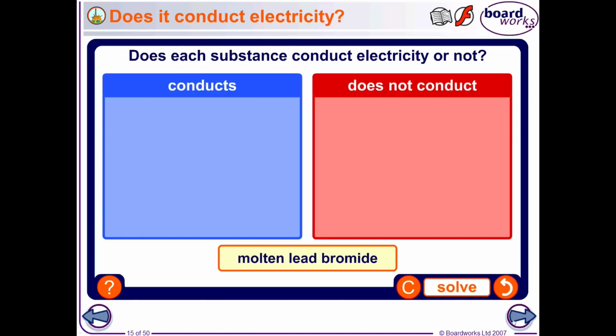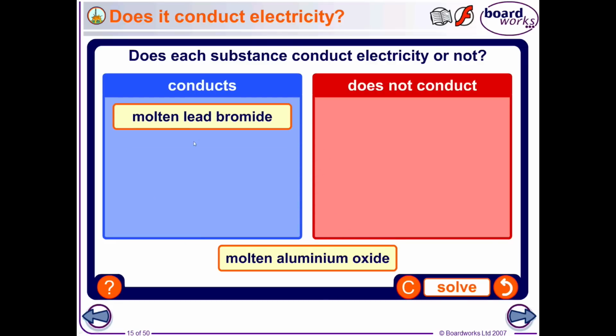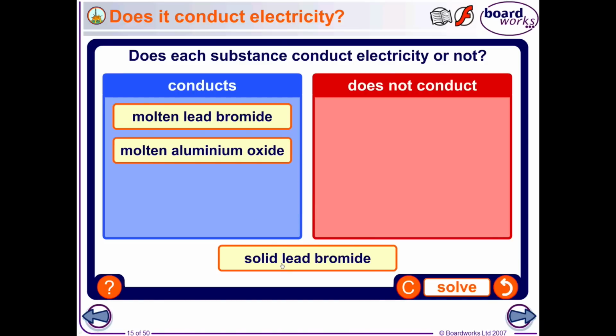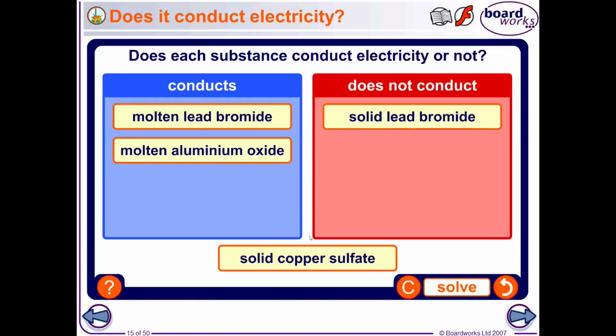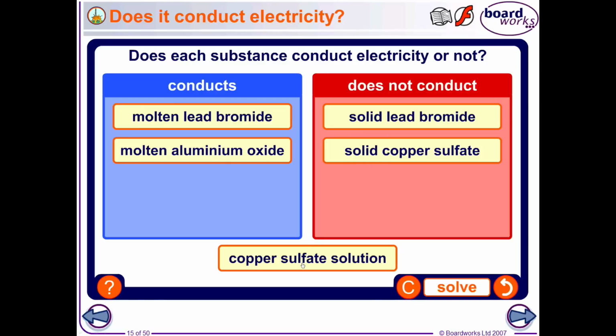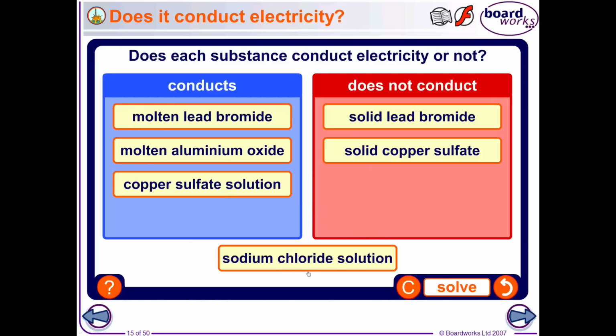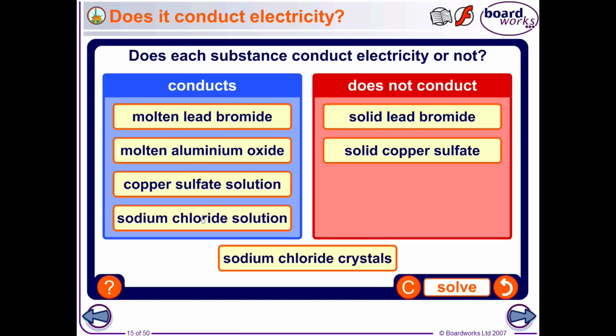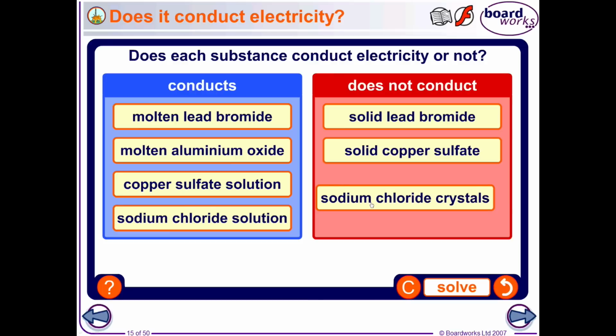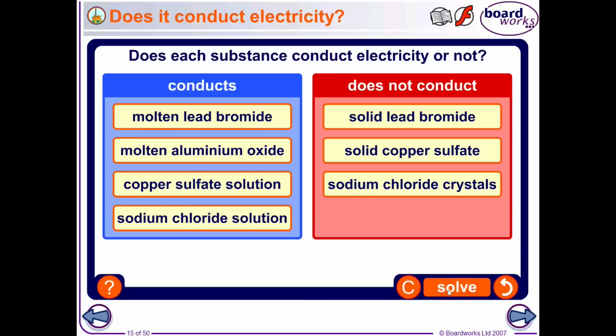Right, so just a quick check of these first of all. Molten lead bromide should conduct electricity. Molten aluminium oxide, again it's ionic, it's molten, it should conduct. Solid lead bromide, solid ionic, will not conduct. Solid copper sulfate will not conduct. Copper sulfate solution is basically copper sulfate dissolved in water, so that will conduct. Sodium chloride solution will conduct because again it's dissolved in water so the ions can move. Sodium chloride crystals will not conduct, and the rule is if they're molten or dissolved in water, then the ionic substance will conduct electricity. If they're solid state, then they will not.